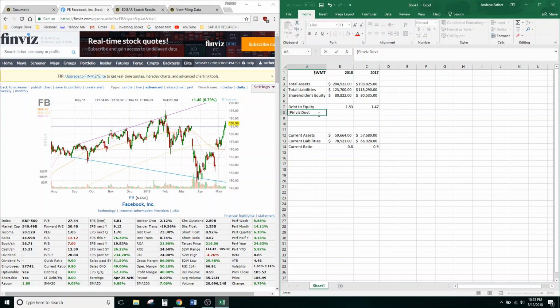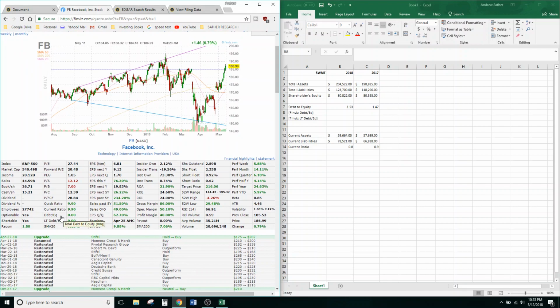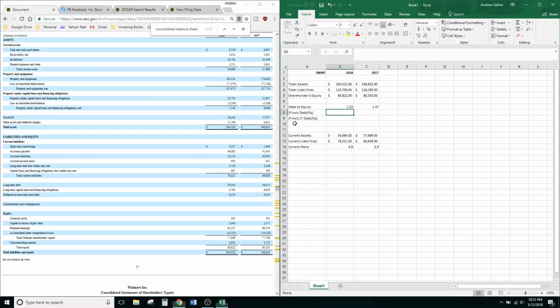So let's calculate the FinViz debt to equity and the FinViz long-term debt equity. Just because I'm going to be a stickler, I like to keep things small. I don't know why. It just looks nicer to me. Okay. So you can see the way they calculate it. They call it total debt to equity. But what we're going to do, slide this stuff down.